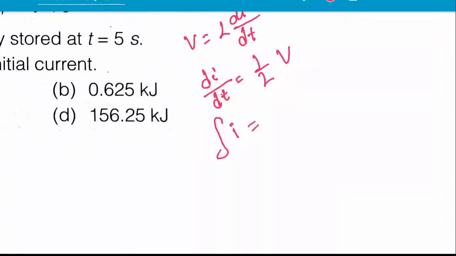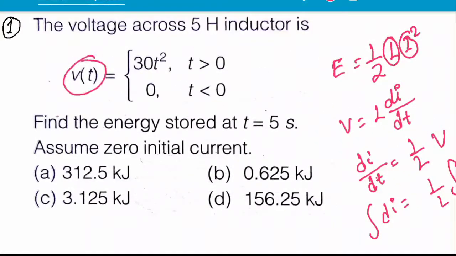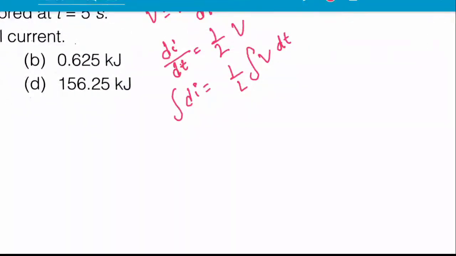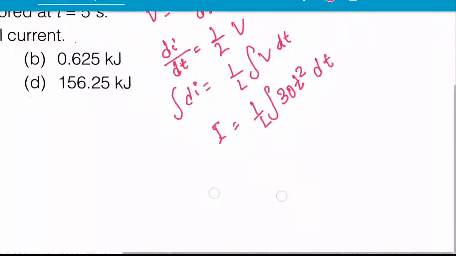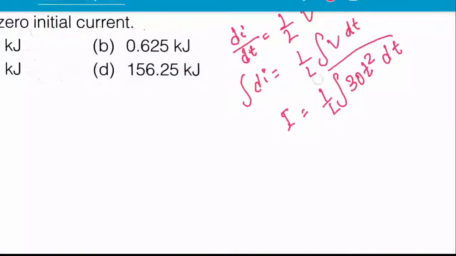This can be written as the integration of di = 1/L times the integration of V dt, because V here is the dependent variable on t. So I am getting I = (1/L) integration of 30t² dt, and for energy we will directly put this term here.